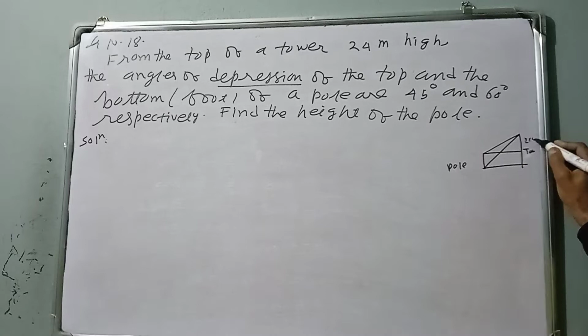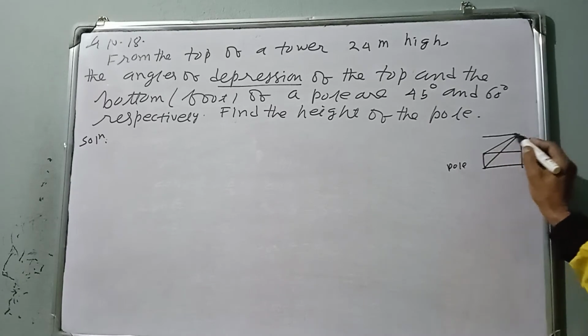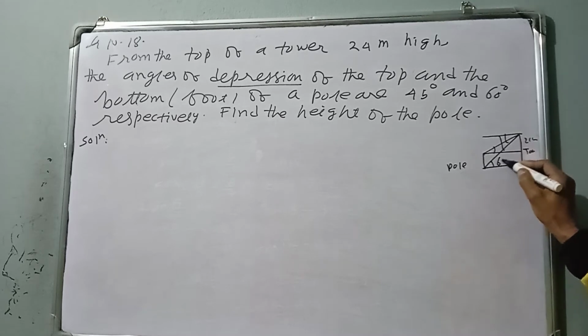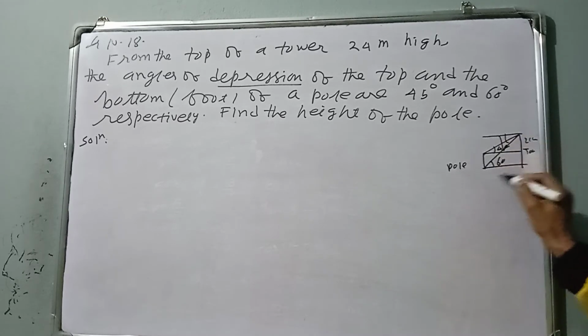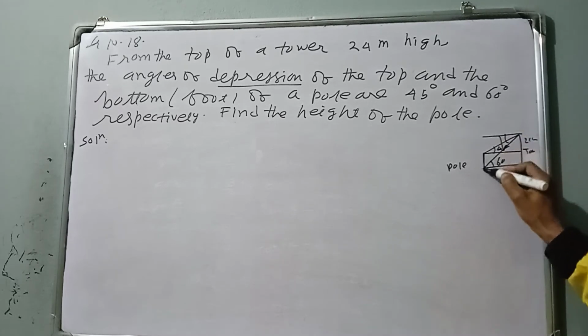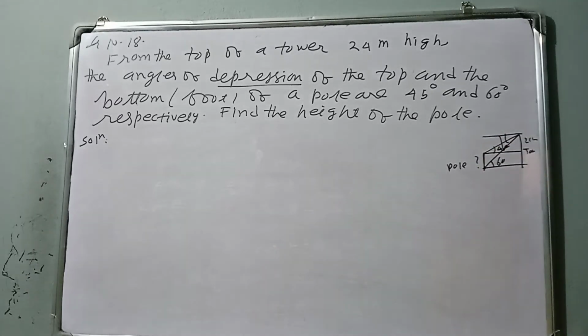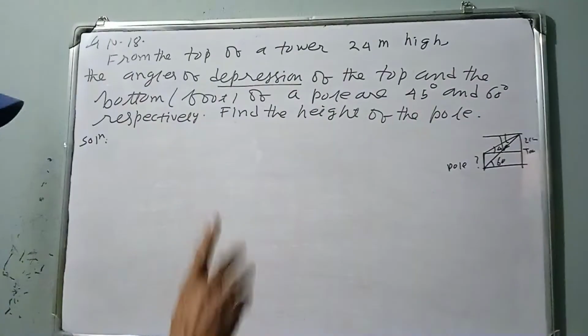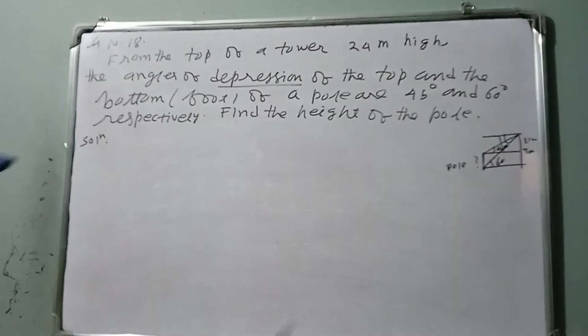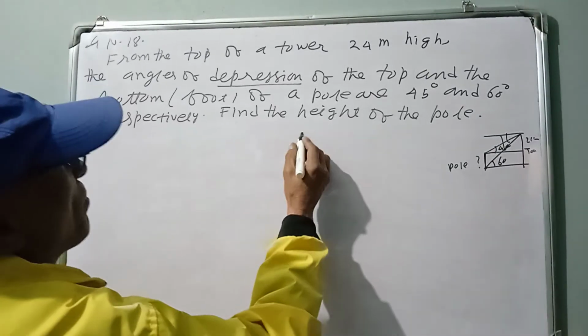24 meter अग्लोबाट यहाँ हेरेको angle of depression 45, bottom को 60 degree, इसको 45 degree. यो 24 meter high. Find the height of the pole. यो यसको मात्रै निकाल्नु पर्ने. This rough sketch. After rough sketch should be there. Now I draw fairly.